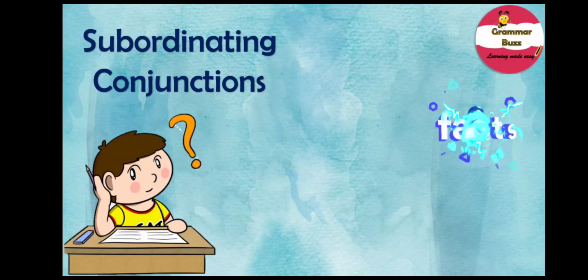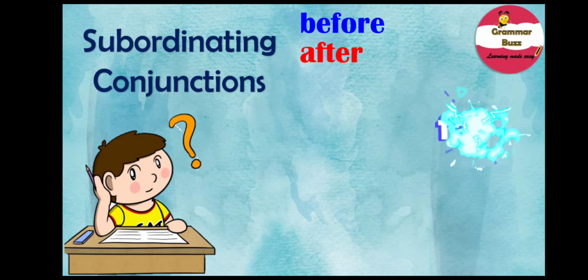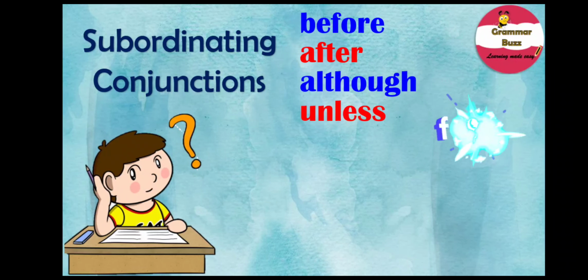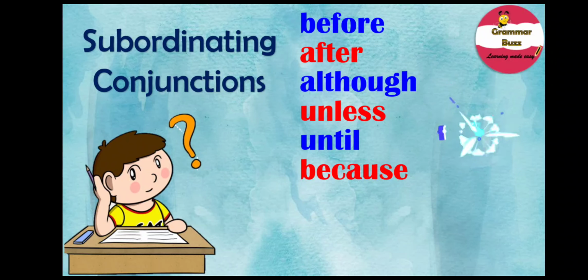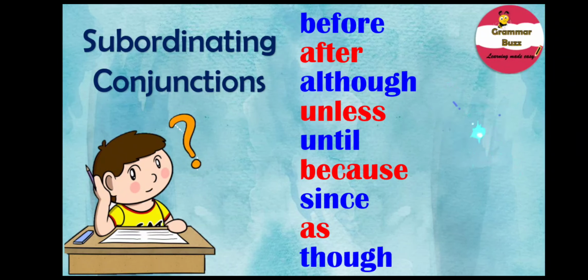Let us now take a look at a few conjunctions, and they are before, after, although, unless, until, because, since, as, and though. Well, all these are examples of some subordinating conjunctions that we will be discussing in this video. Well, you must be wondering, what are subordinating conjunctions? It's a big name, isn't it? Well, don't worry, it's very simple. We will soon find that out, and here we go.